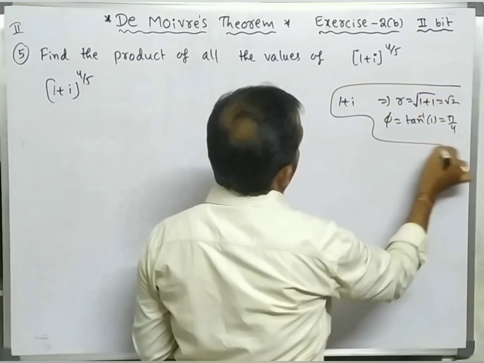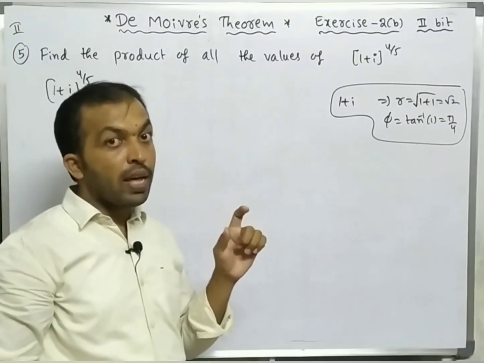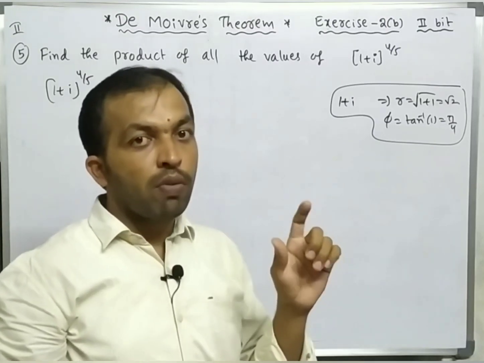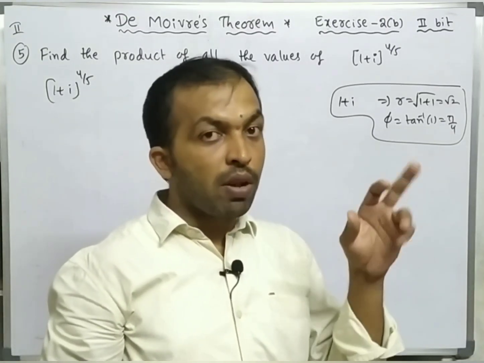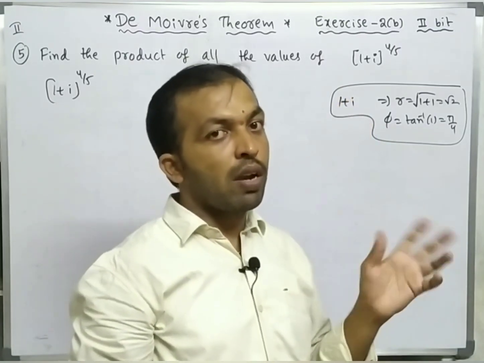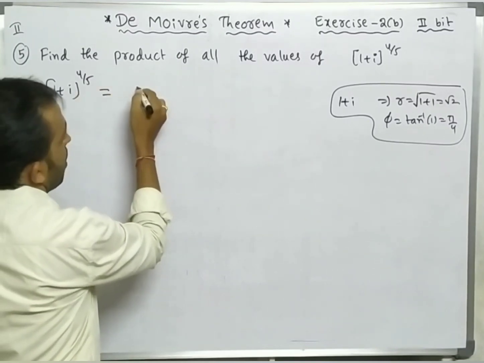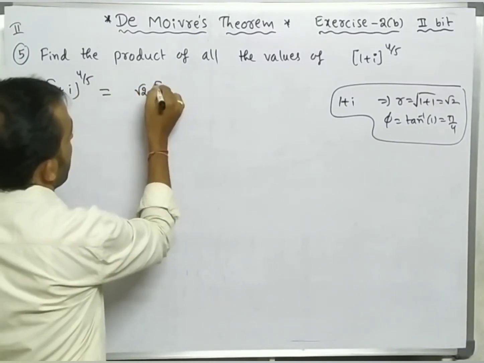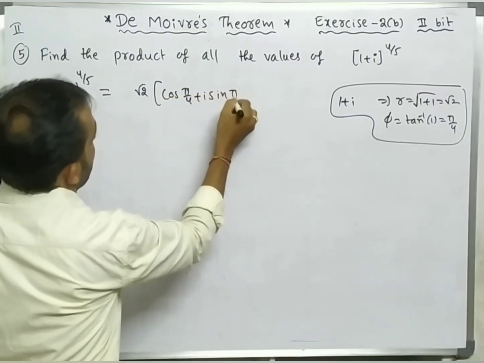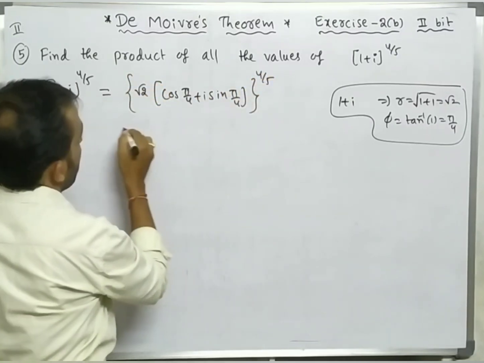Okay, but we have the power 4 by 5, which we should convert into the form 1 by 5. Power 1 by 5 means we have an nth root of a complex number, that is 1 by n, but we don't have that with 4 by 5. So first convert it into 1 by 5 form. So 1 plus i can be written as root 2 into cos pi by 4 plus i sin pi by 4, this is the modulus amplitude form, to the power 4 by 5.